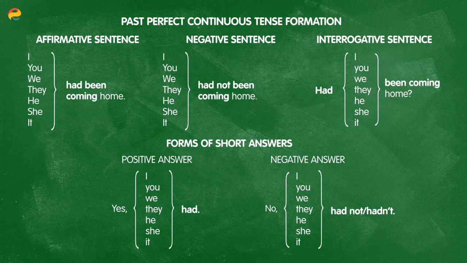And finally, to answer these questions in positive and negative forms, you will answer them the same way as in past perfect. Yes, I had. Yes, we had for a positive answer. Or no, they had not, or they hadn't. And no, he had not, or he hadn't for a negative answer.